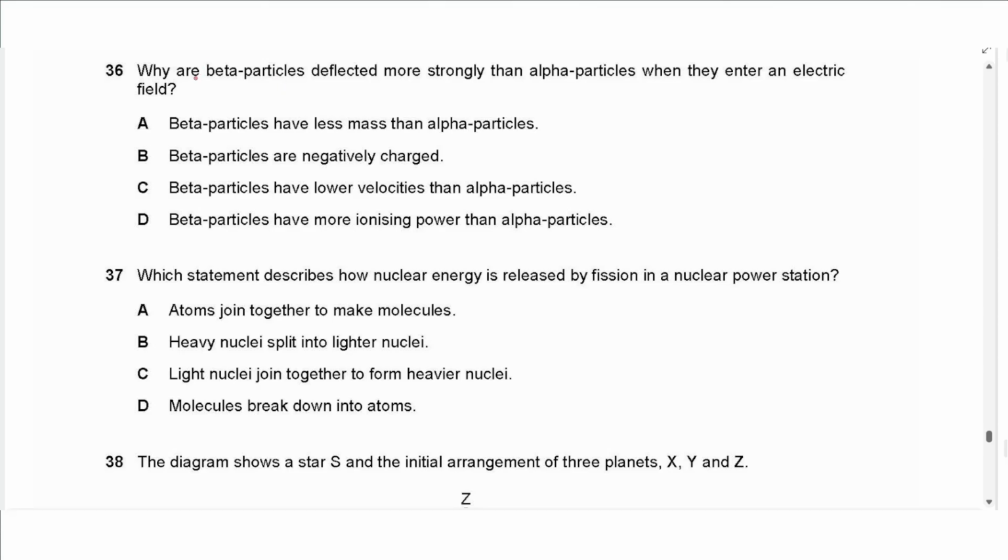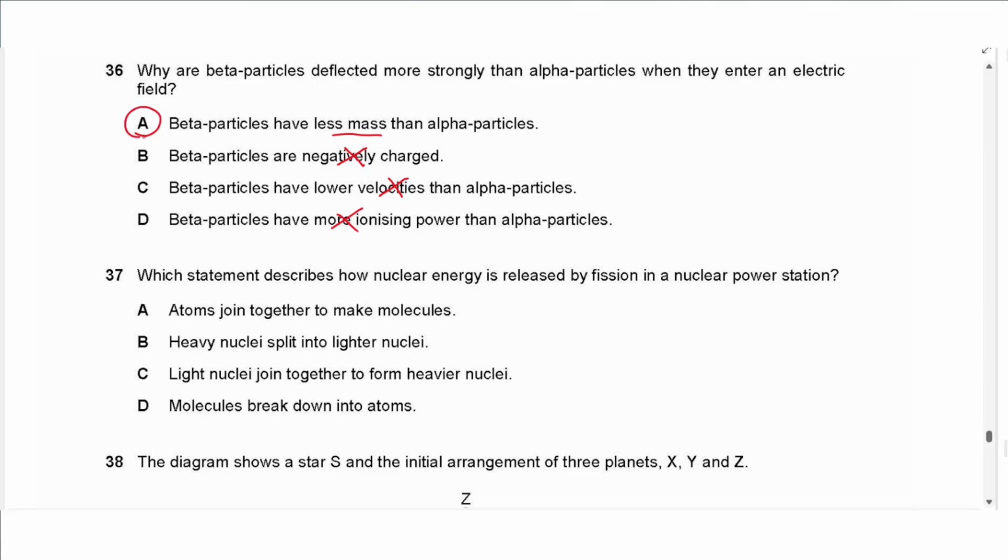Question 36 says, why are beta particles deflected more strongly than alpha particles when they enter an electric field or a magnetic field? Because they are much lighter, they have much less mass. So beta particles have less mass, yes. Beta particles are negatively charged, unrelated. Beta particles have lower velocities. No, they actually move faster. Beta particles have more ionizing power. No, they have less ionizing power. So the answer is A.